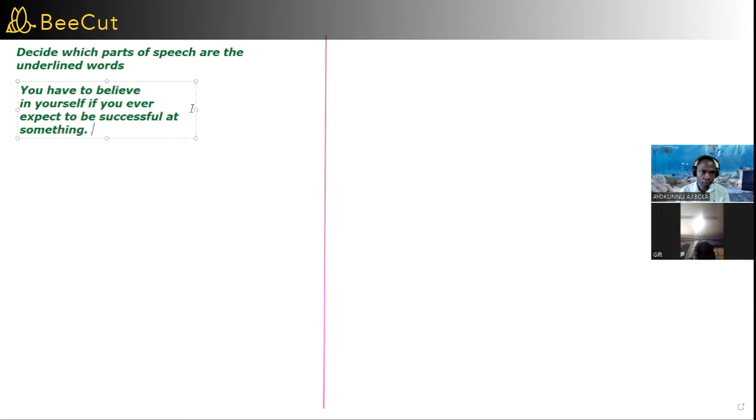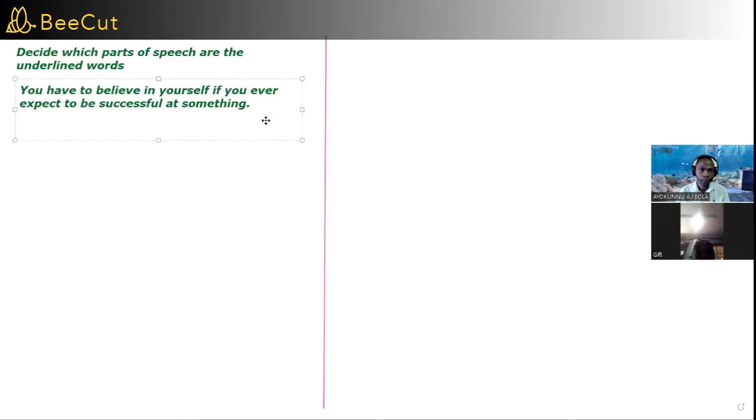The word that I'm going to underline here is this. So can you read the sentence there? You have to believe in yourself if you are ever expected to be successful at something. Yes, you have to believe in yourself if you are ever expected to be successful at something. And the word I want to underline here is yourself.